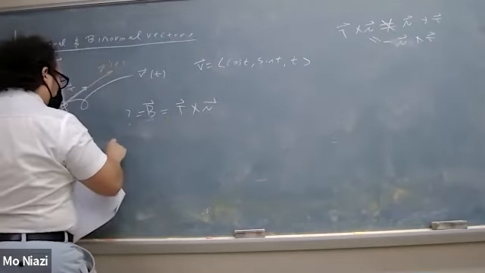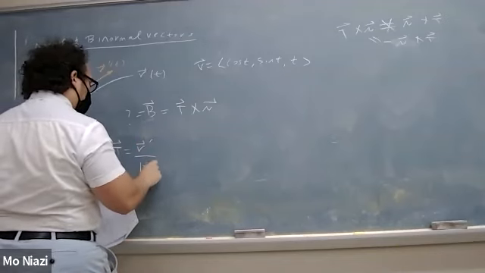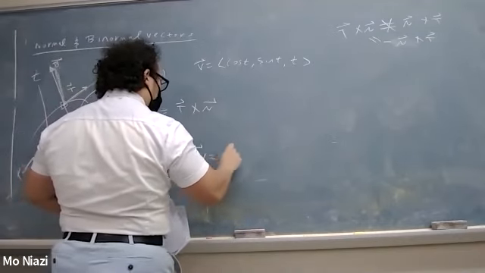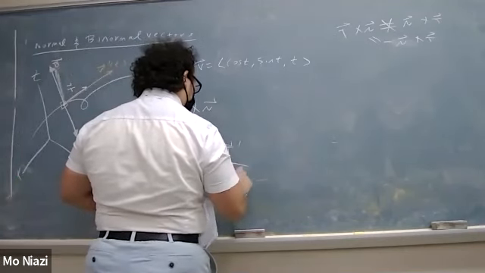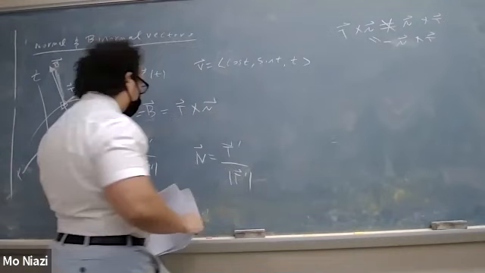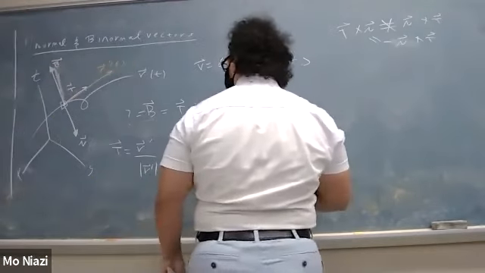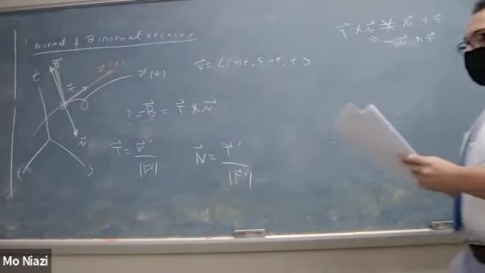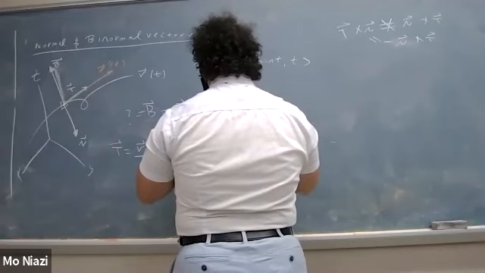T, remember, equals r prime over the magnitude of r prime, and N equals T prime over the magnitude of T prime. So first things first, we have to take a derivative of r, and then we can find T, and then we can take the derivative of T, and then find N. Okay, and then once we're done doing that, we can take their cross product.